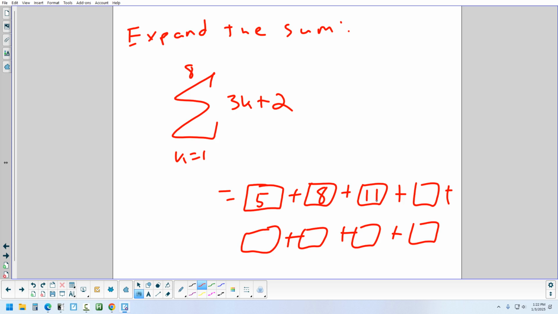Perfect. Caleb, how are we going to get the fourth term we're adding up? Plug in 4. And what do you get when you plug in 4? 3 times 4 is 12, plus 2. Looks good. How are we going to get the fifth term, Logan? You times it by 5. Yep, we're going to plug in 5. And what would you get? 17.